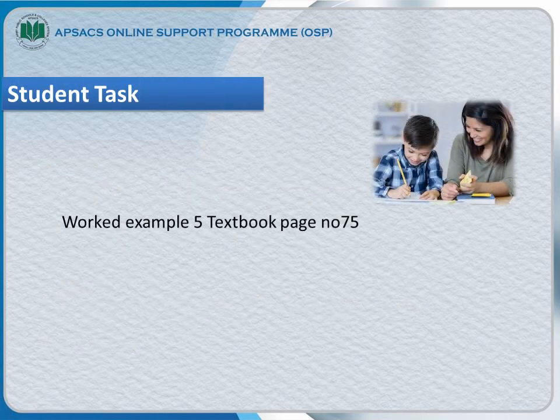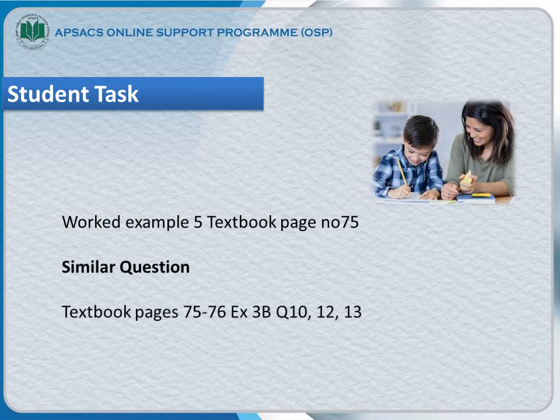Student task. Textbook page number 75, worked example 5 and similar questions from your exercise, questions number 10, 12 and 13.